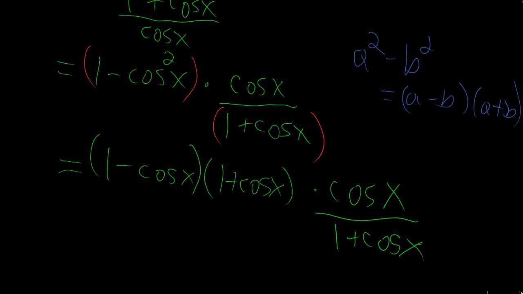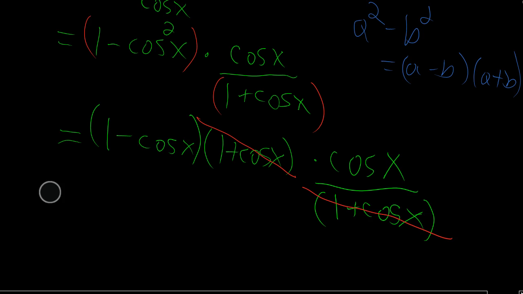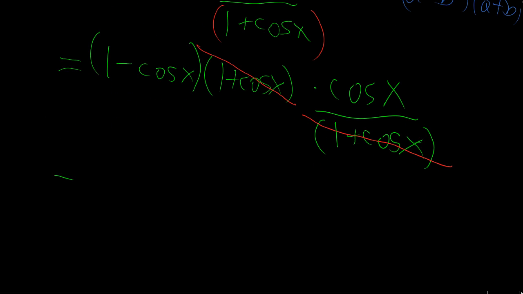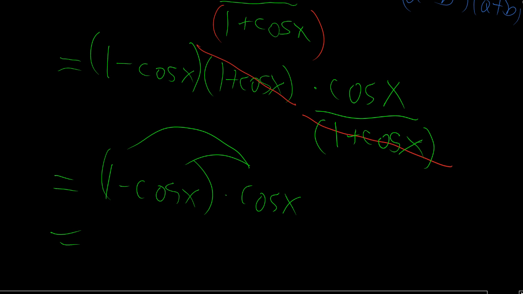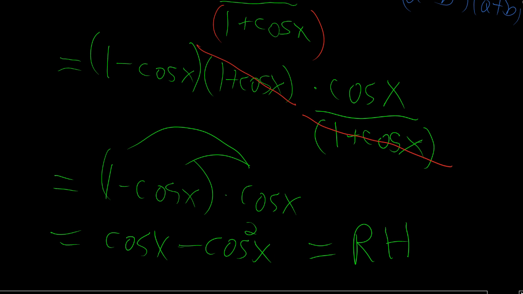You can only cancel when you have multiplication and division. And by canceling, what we mean is, they will give 1. So we can cancel 1 plus cos of x and 1 plus cos of x. So we're almost there, I believe. What do we have so far? We got 1 minus cos of x times cosine of x. So we can distribute, and we get cosine of x minus cos squared of x. And we are very happy because we get the right-hand side.